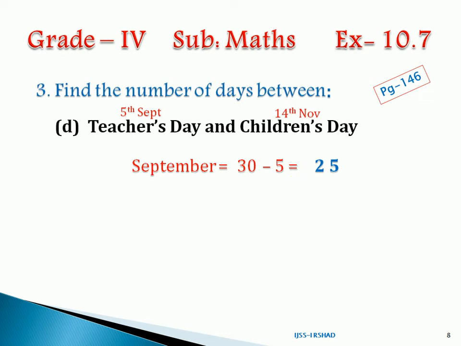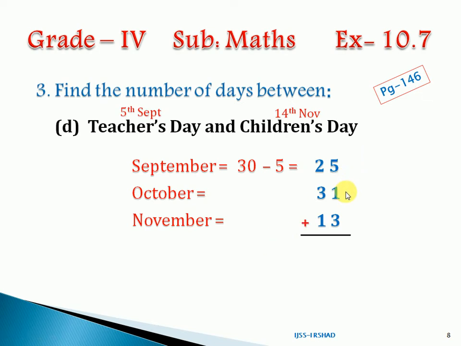Then after September, October will come. So for October, we will take the whole month, 31 days. After October, November is coming. We will write November, and we have to take just before 14th of November. That means up to 13 you have to take. So you can take 13 days from this month. Now you can add all this. So draw a line, give an addition sign in front of 13.